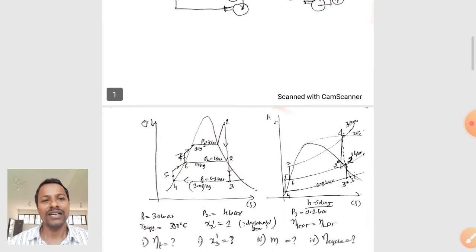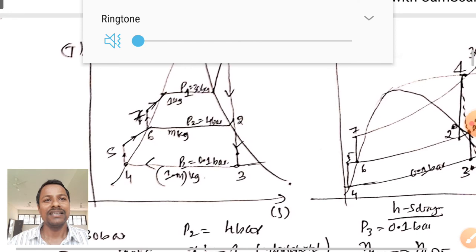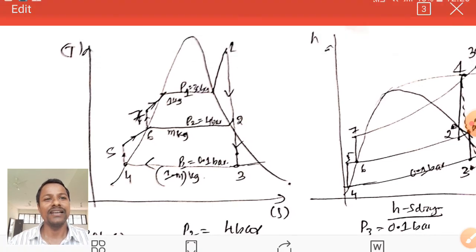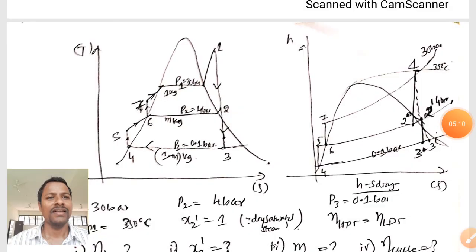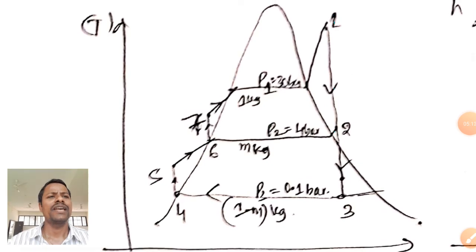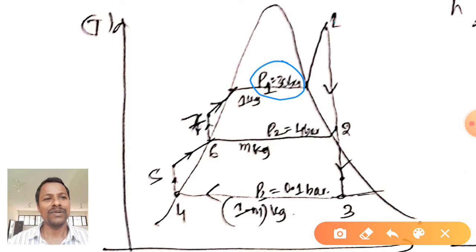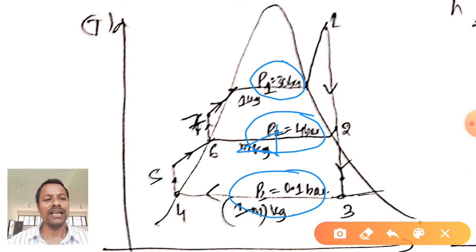So, let us look into the TS diagram. In the TS diagram, we have the P1 pressure as 30 bar, that is the boiler pressure, and P2 as 4 bar, that is the pressure at which the steam is bled from the turbine, and m kg is drawn from the turbine for the open feed water heater. Then the condenser pressure is 0.1 bar, and here 1 kg of steam is flowing and 1 minus m kg is flowing here.